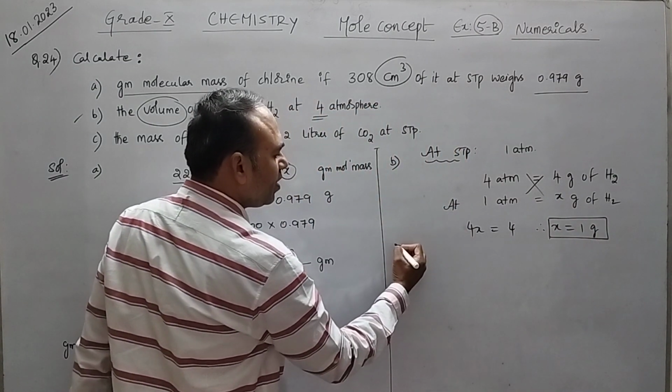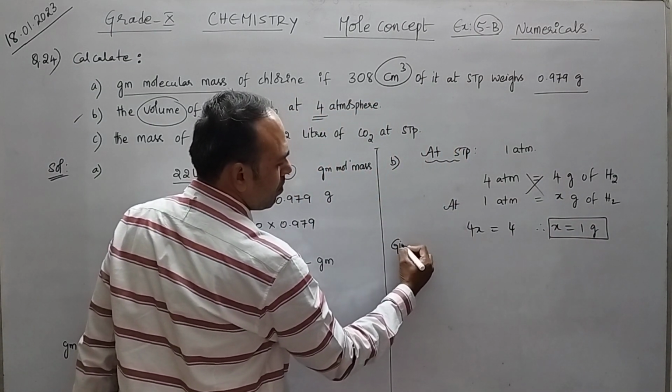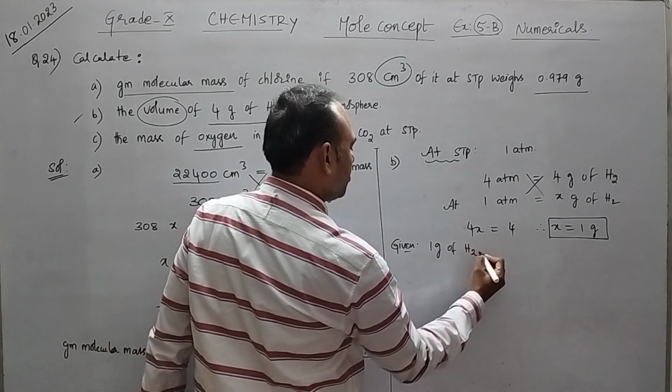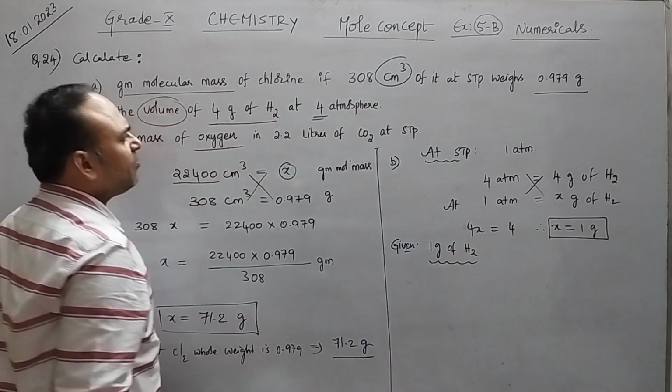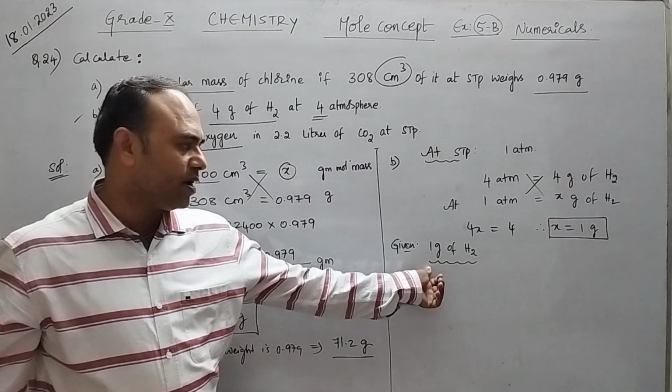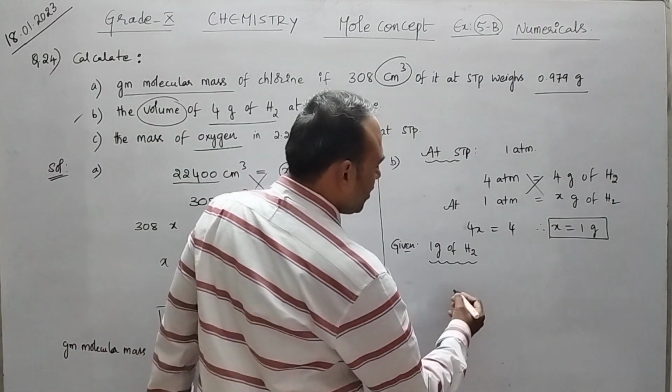So finally what we got? We got 1 gram of hydrogen. So the question became very simple now. You have to calculate the volume occupied by 1 gram of hydrogen. So we have a simple logic here.